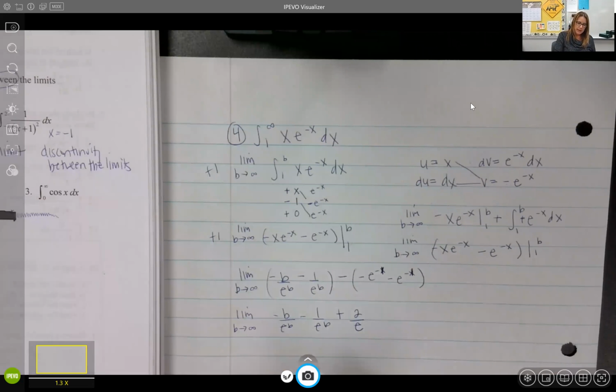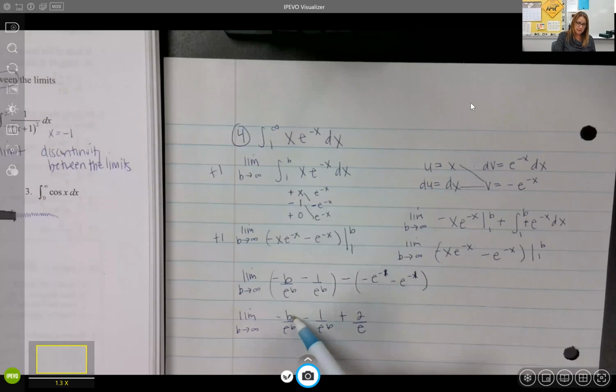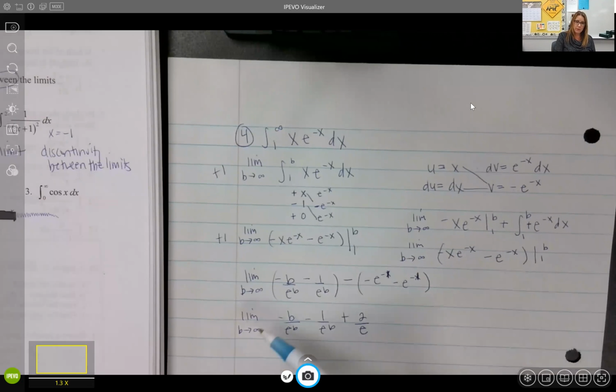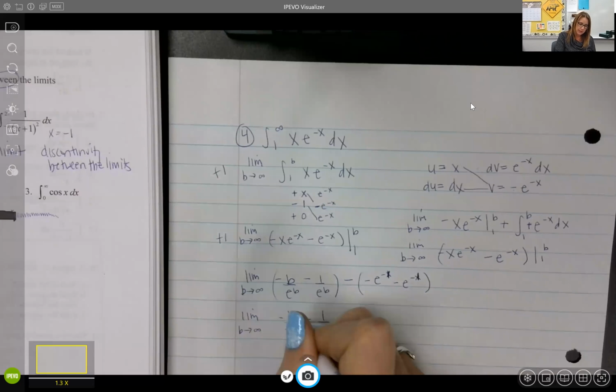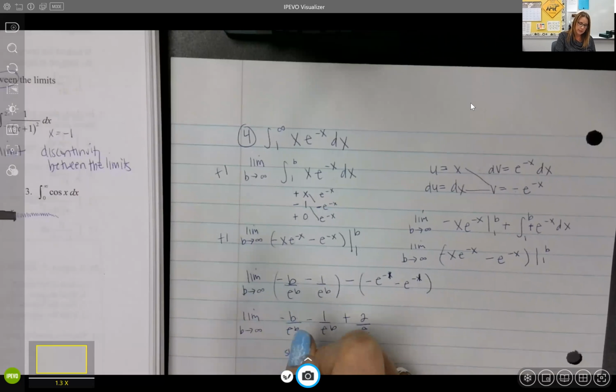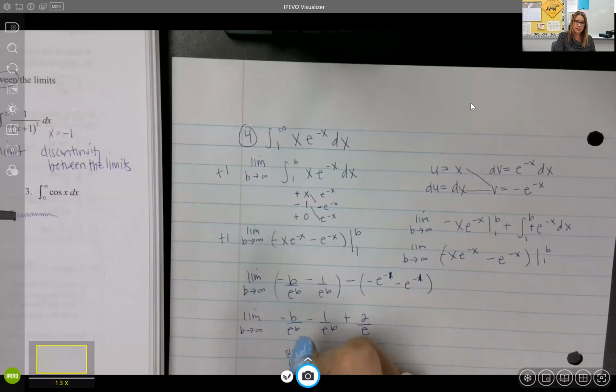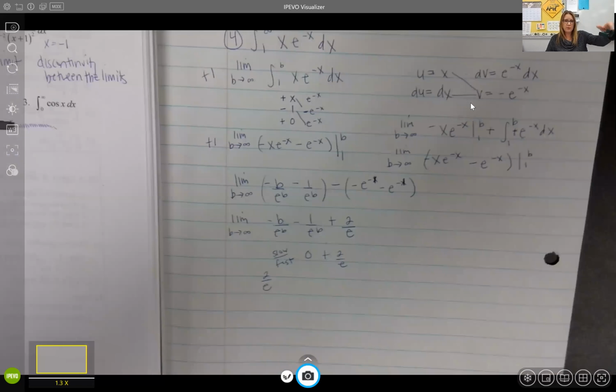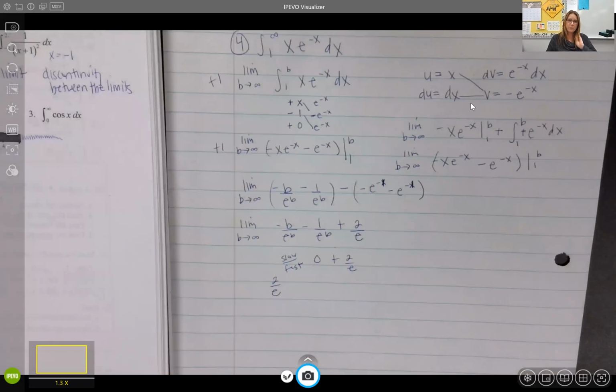So if I have negative b, I have an infinity. Let's do it this way. I'm going to infinity. So this is going to be slow, and this is going to be fast, right? Same with this, slow and fast. So this is 0, 0, and then 2 over e. So our answer is just 2 over e, because this part of it is just 0. Okay?